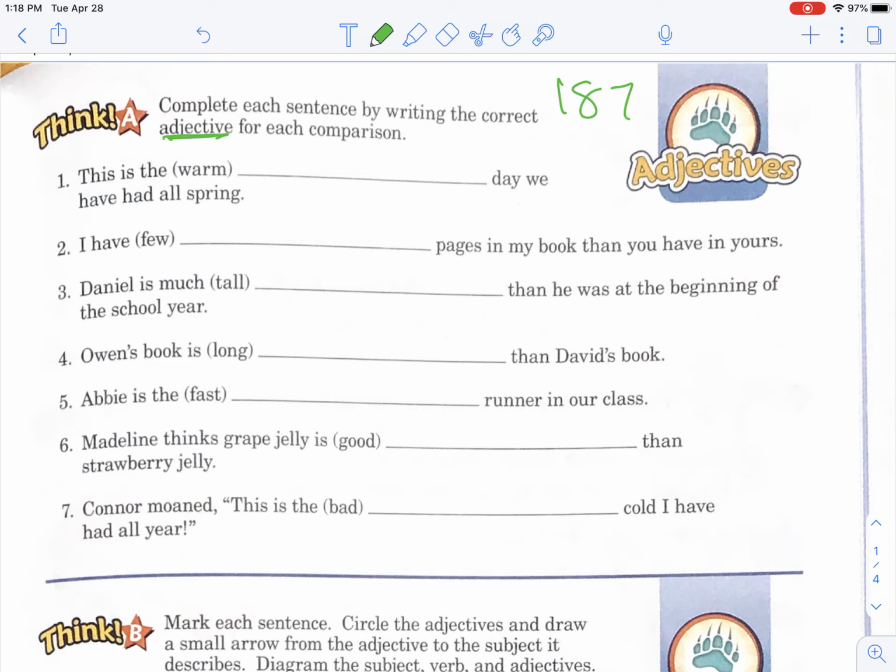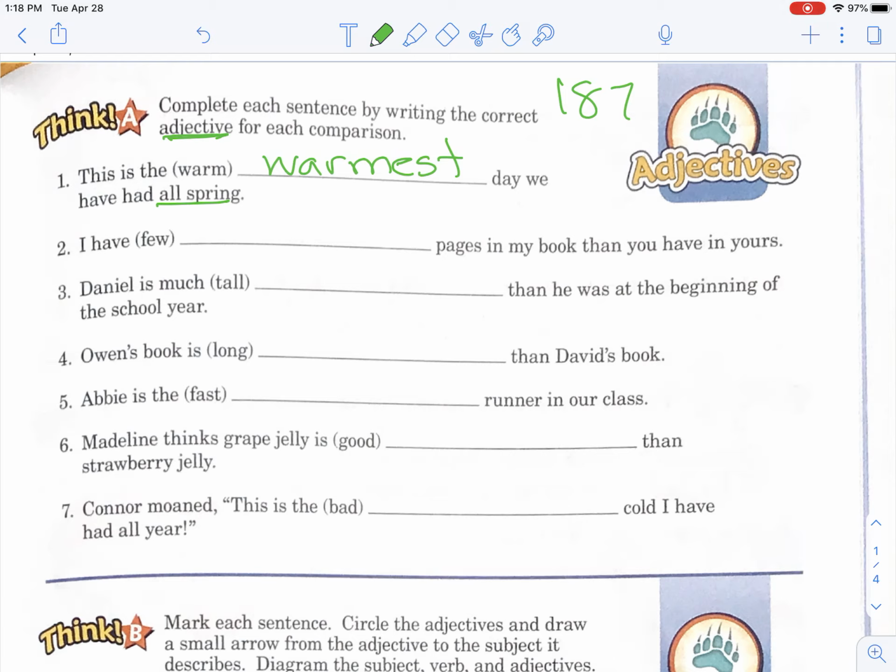This is the warm day we've had all spring. It is the, remember, all spring. When you compare to more than one, warmer would be if you compared yesterday to today, but it's the warmest day we've had all spring, because it's comparing more than two.